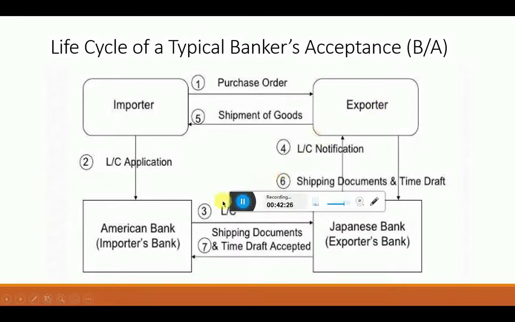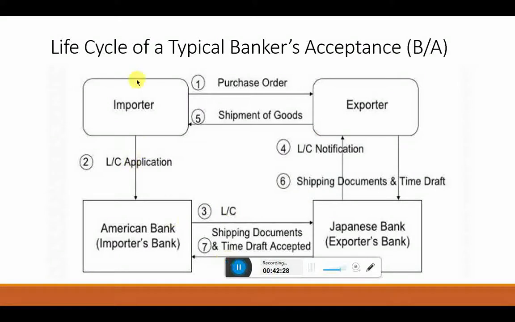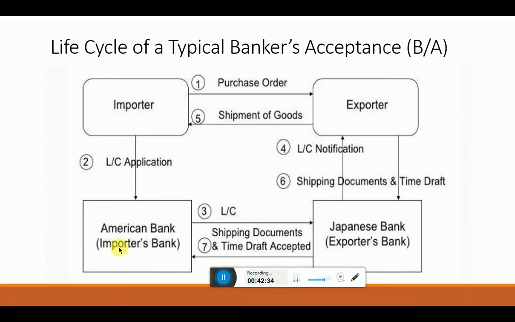So this is basically the process of banker's acceptance. There is an importer and there is an exporter. The importer is in America, and there is a bank. An exporter is, for example, in Japan, and he has his own bank. So basically, the importer gives a purchase order to the exporter.